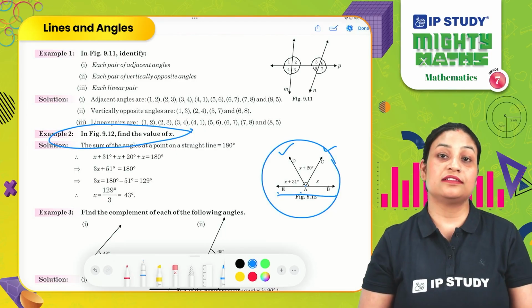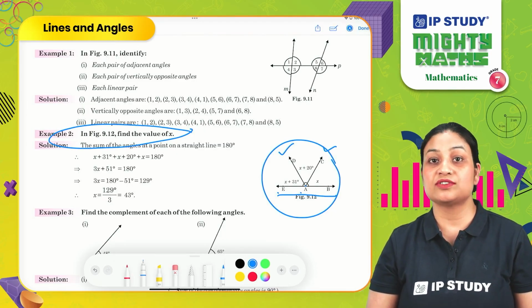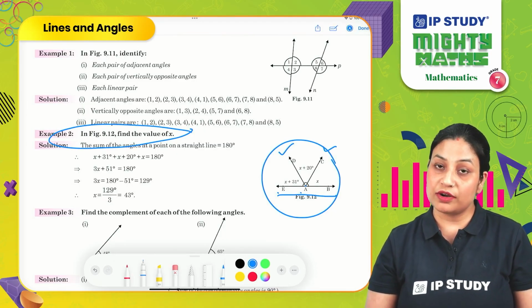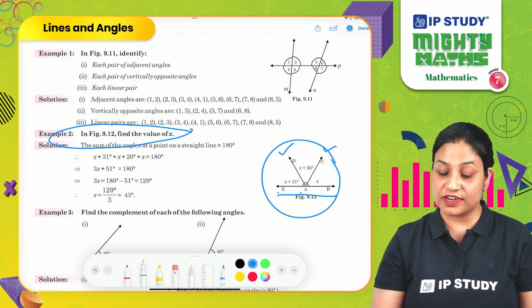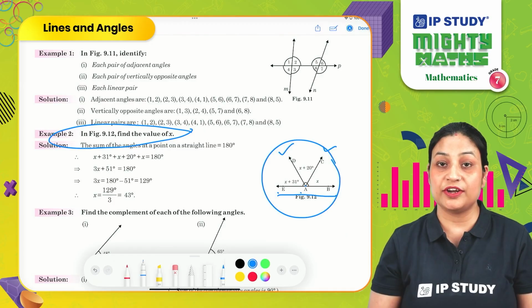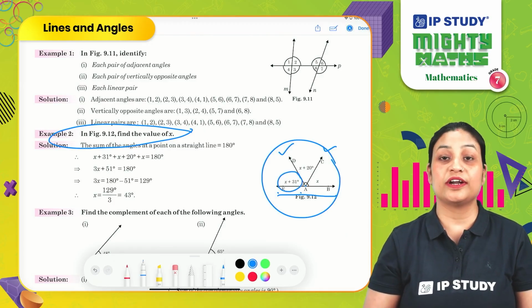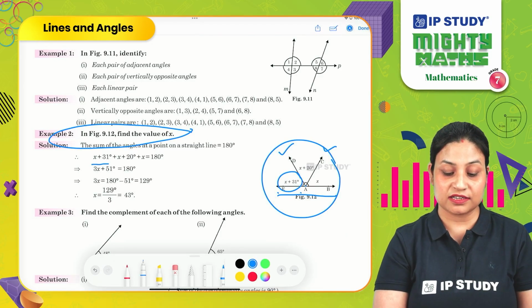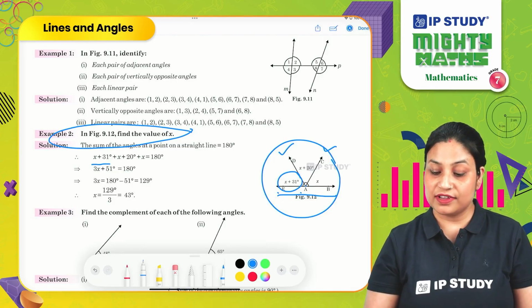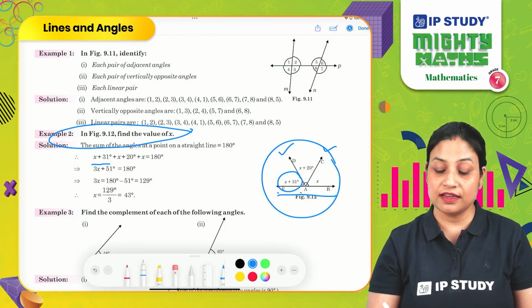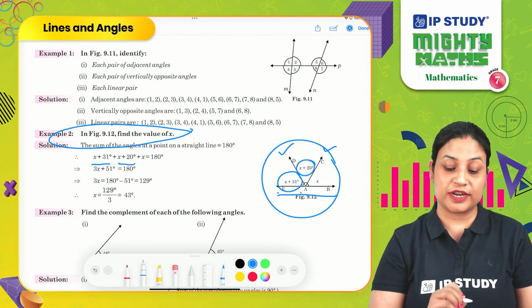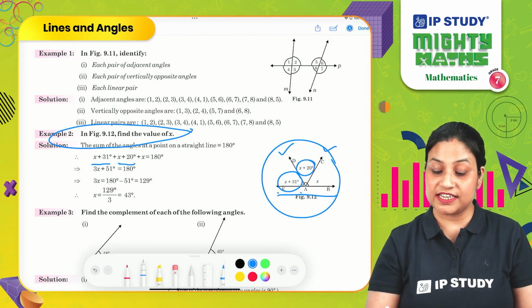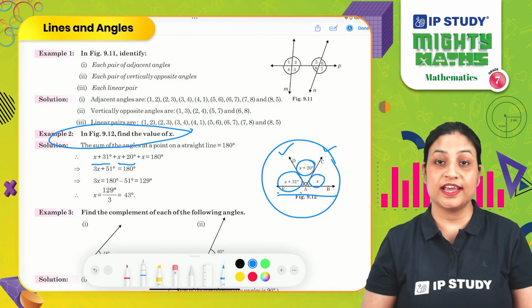Now we know that the sum of the angles on a straight line is always equal to 180 degrees. So what we will do here is simply add all these angles. First of all, we have EAD equivalent to x plus 31 degrees. So we will write x plus 31 degrees. Next we have the second angle, DAC, which is equivalent to x plus 20 degrees. So we will write x plus 20 degrees. Next we have CAB, which is equivalent to x. So we'll write x over here, right?